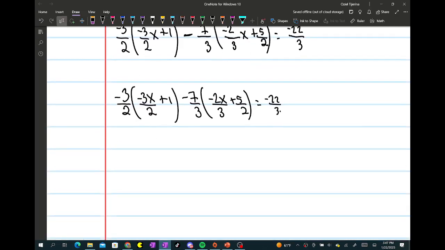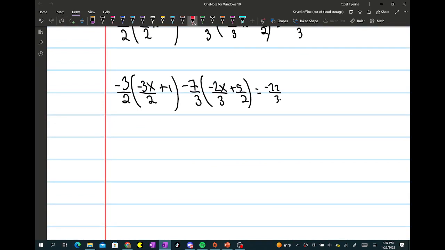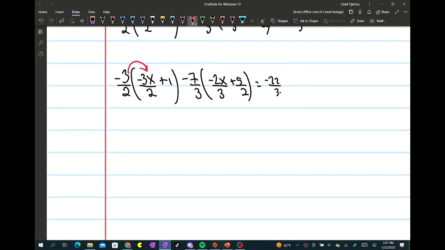I made a tiny mistake when I was distributing, and this is exactly why you have to be careful when you're doing these, because when you do distributive property, you have to make sure that you distribute it to every part. So here, we're first going to distribute this to this, okay? So number one, distributive property, right?